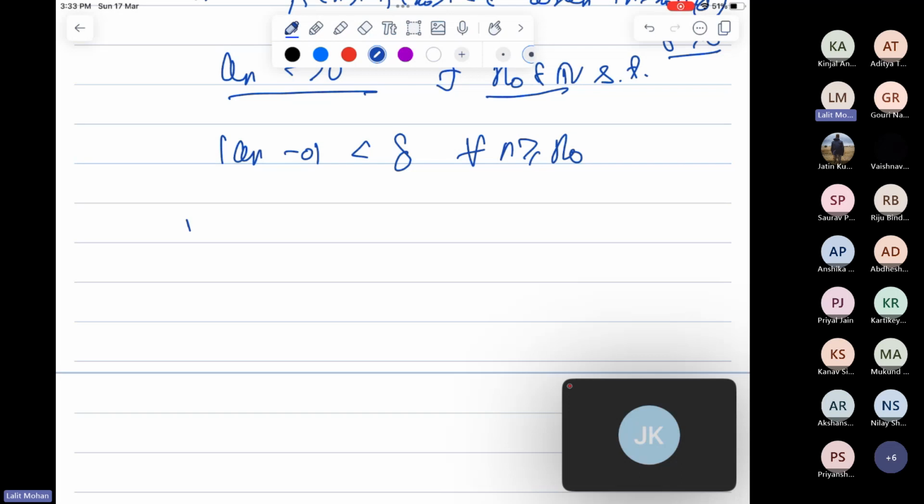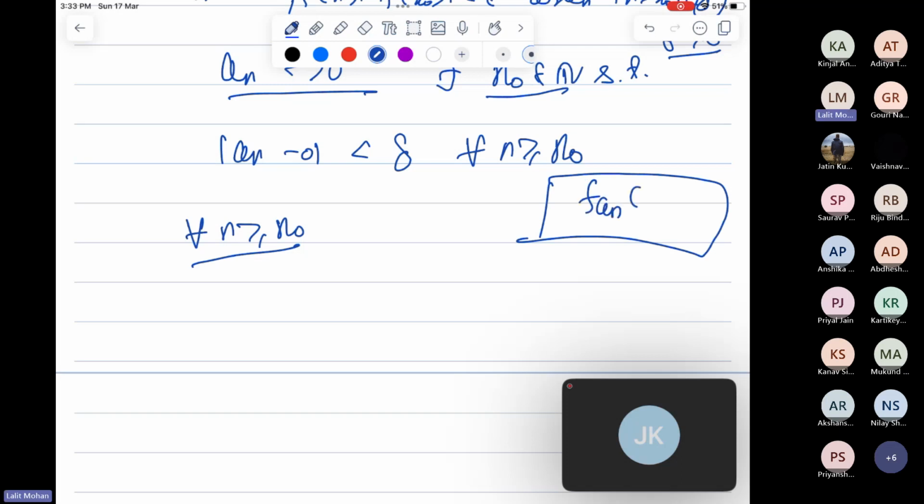So now, because we have to discuss the limit, our aim is to show that f_{a_n}(x_0) will converge to f(x_0) as n tends to infinity. For the limit, we can discuss after a stage. So what is this value?